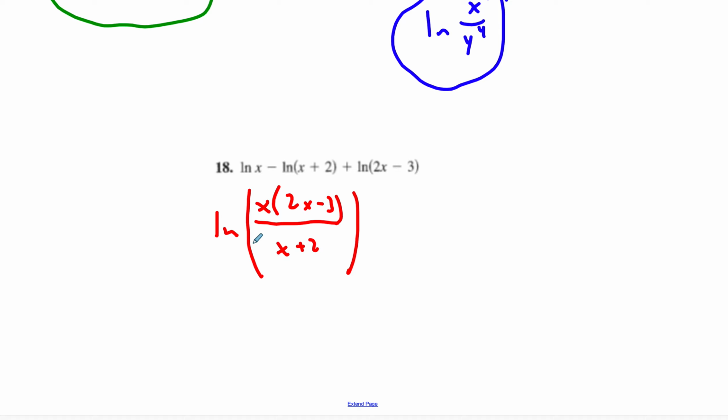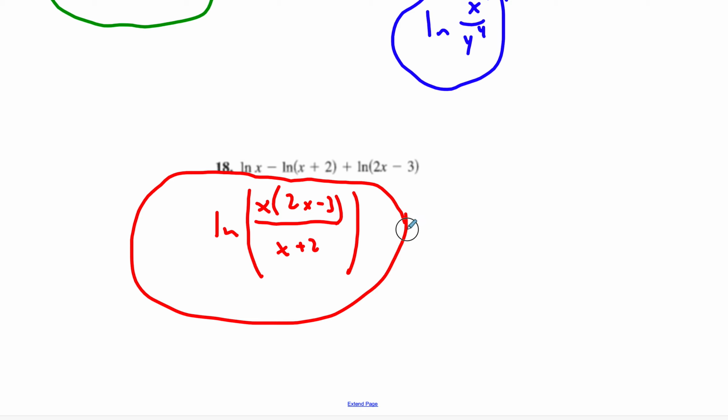Don't start canceling stuff out. Don't go crazy on me. This is it. You're done. Okay. The reason that the x plus 2 is on the bottom is because it's being subtracted. Another way to think about that is raised to the negative 1 power, and it's being added. Either way.